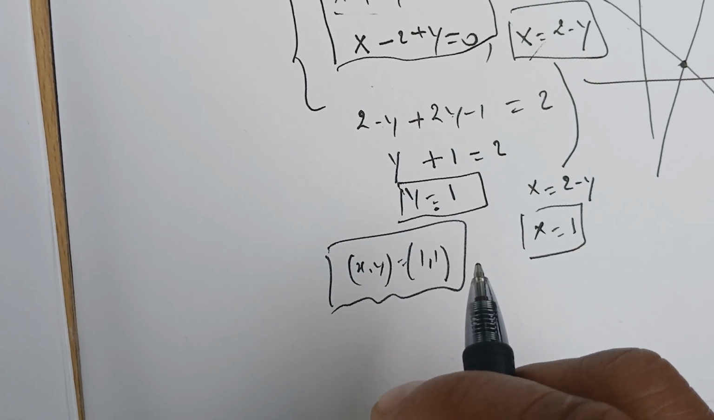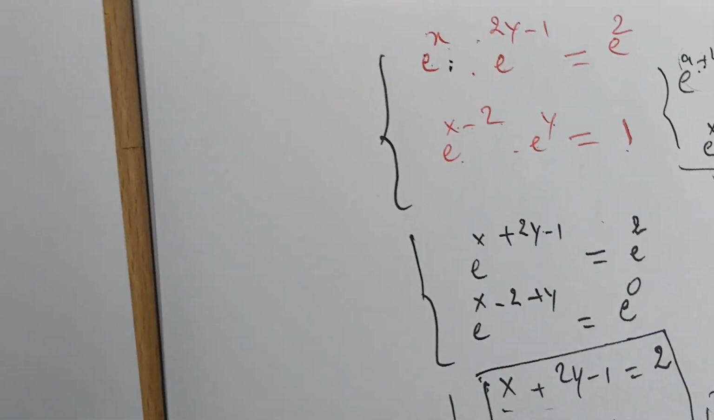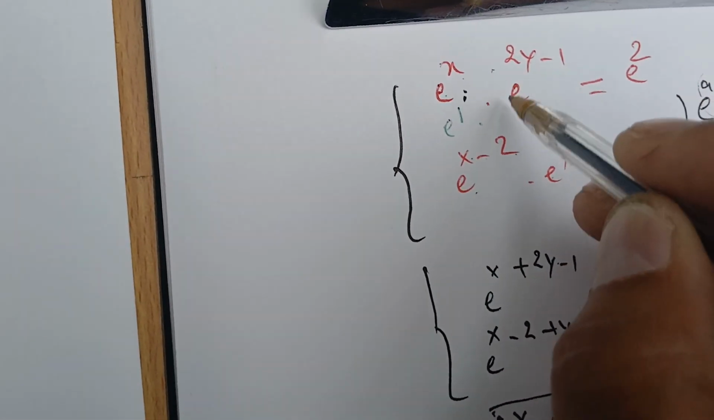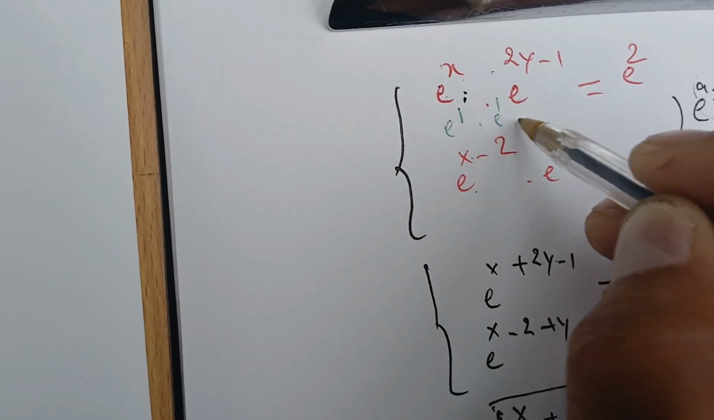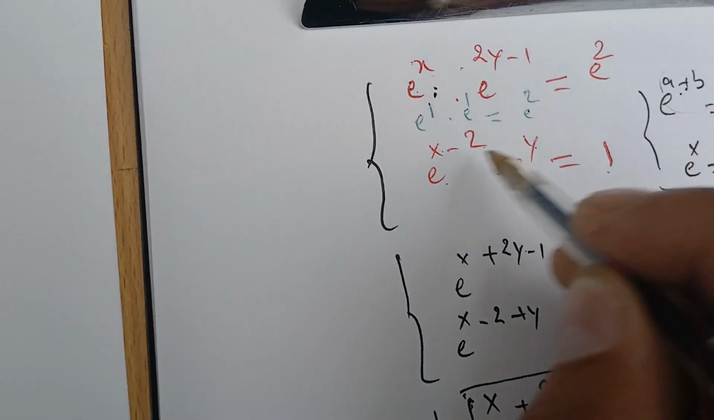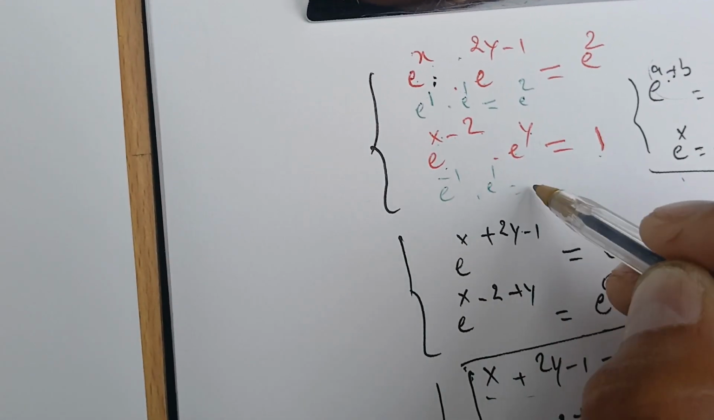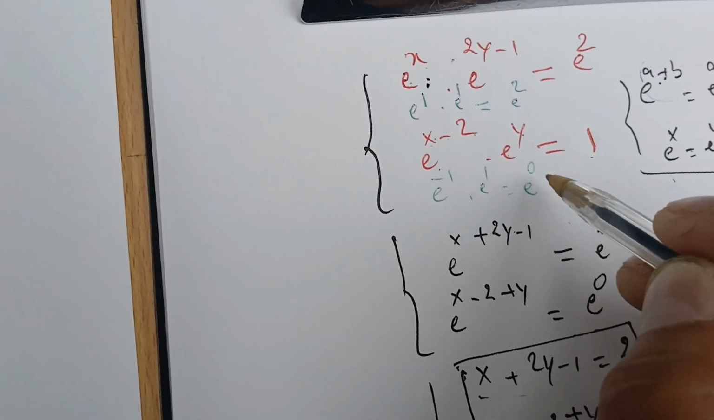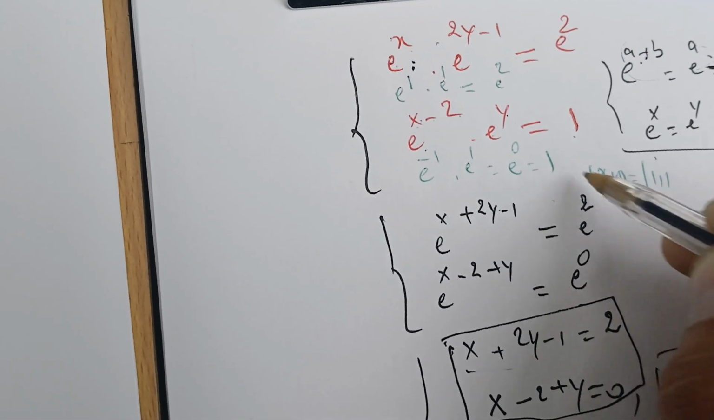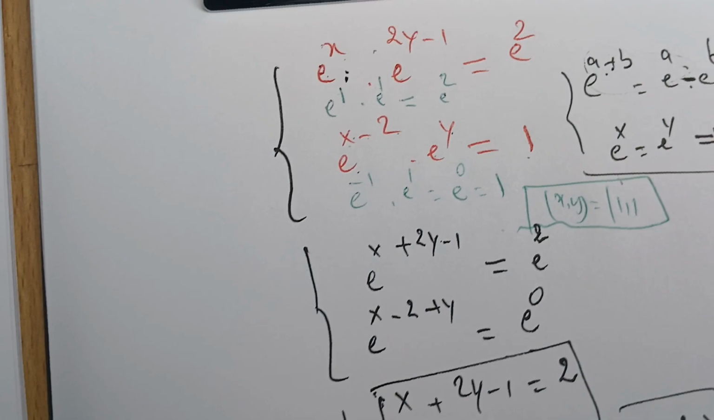We can check it. Here we have e to the 1 times e to 2 minus 1. That means 1 plus 1 using this rule is e to the power 2. Here with (1, 1), that means e to the minus 1 times e to the 1, so e to the minus 1 plus 1, which is e to the 0. That means 1. So (x, y) equals (1, 1) is a solution, and it's the only solution for this system. This would end our video.